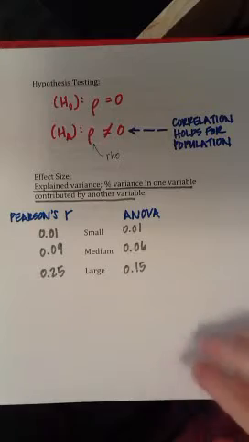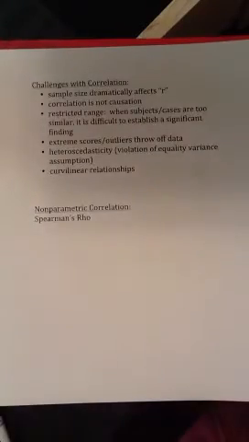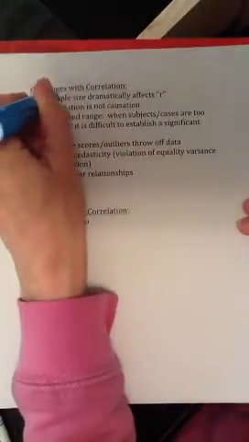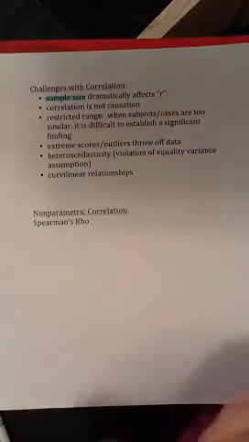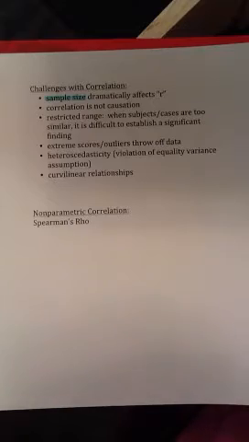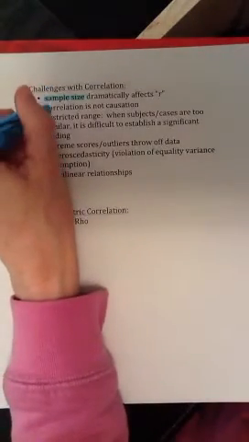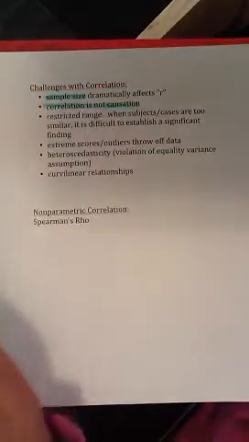All right, so let's keep in mind here that there are some challenges with correlation. First of all, sample size dramatically affects r. So if you have a larger sample, you're much more likely to find a statistically significant relationship between your variables. Also, as we know, correlation is not causation. And we also have to be concerned about restricted range.